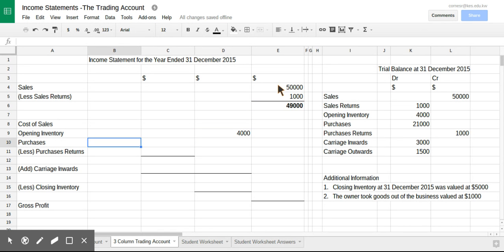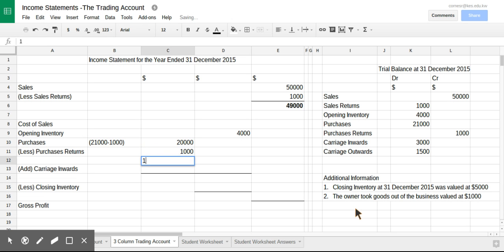Okay, purchases. Need to remember to do this adjustment for goods for the owner's own use. So my purchases were 21,000, and I'm going to take off from that 1,000. So my actual purchases figure should be 20,000. Good exam tip, always show your workings, because if you make an error, it will quite often be 2 marks for getting the right figure. If you put the right calculation in, even if you write the wrong figure there, you're going to get a mark.